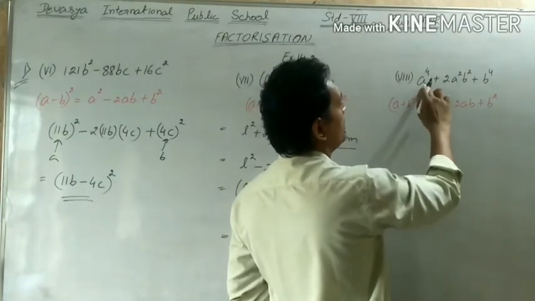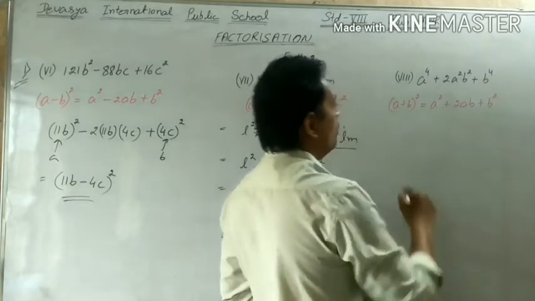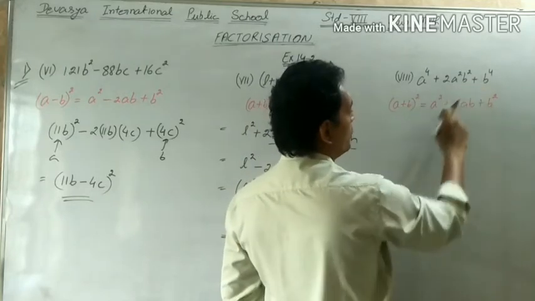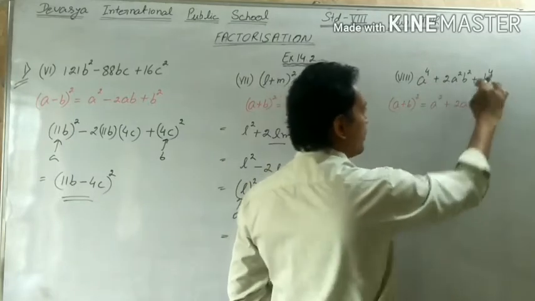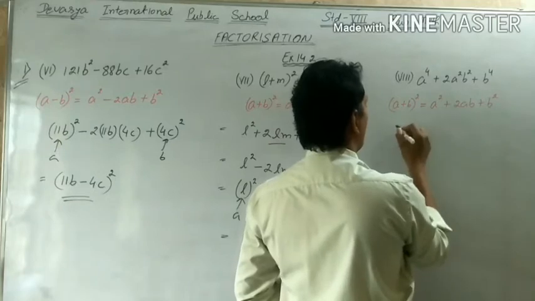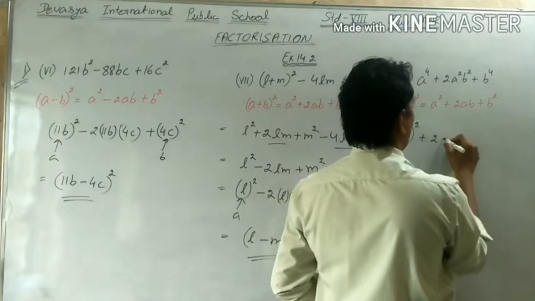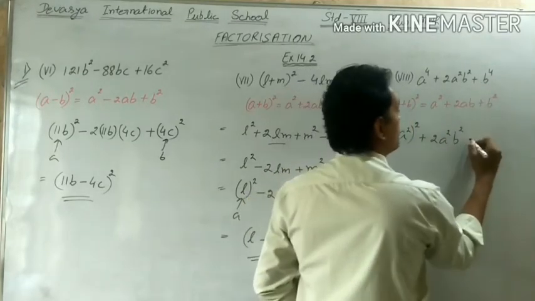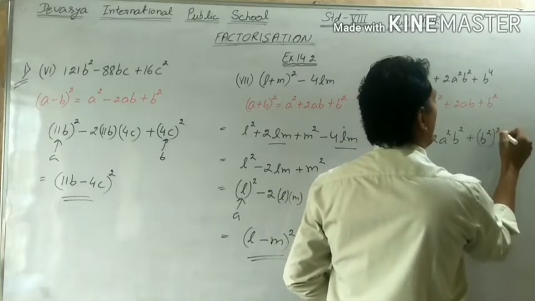Now here, as you can see, this is a raised to 4 plus 2a square b square plus b raised to 4. So we need to use this formula a plus b whole square, because everywhere there is plus. So a square plus 2ab plus b square. We need to modify this one. Let's write this expression once again. A raised to 4 can be written as a square whole square plus 2 into a square b square. And the last term, that is b raised to 4, can be written as b square whole square.